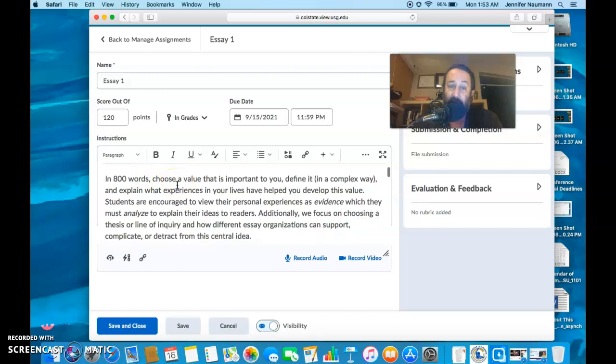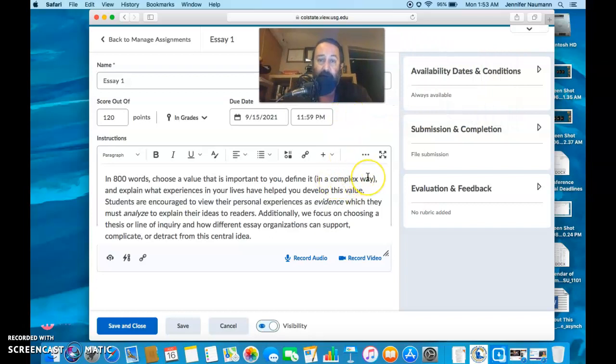In 800 words, choose a value that is important to you. Define it in a complex way, meaning you want to use various sources, and create a definition paragraph that defines the value. Explain what experiences in your life have helped you develop this value, or even just examples of it. Students are encouraged to view their personal experiences as evidence, which they must analyze to explain their ideas to the readers. Additionally, we focus on choosing a thesis or line of inquiry and how different essay organizations can support, complicate, or detract from this central idea. So you're writing about a value that you have, and you're going to use personal experiences to show that it is a value that you have.